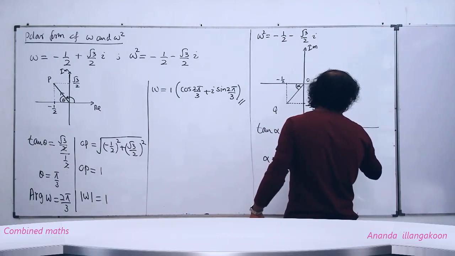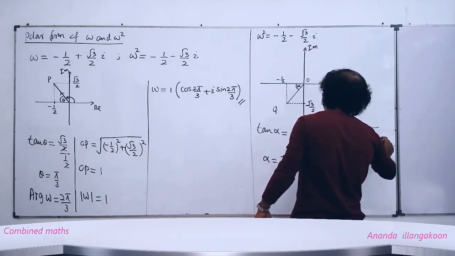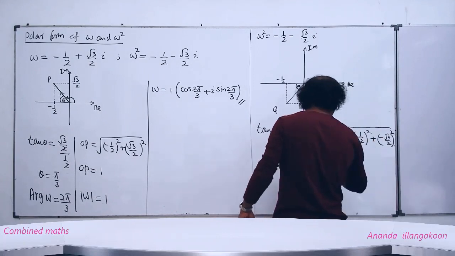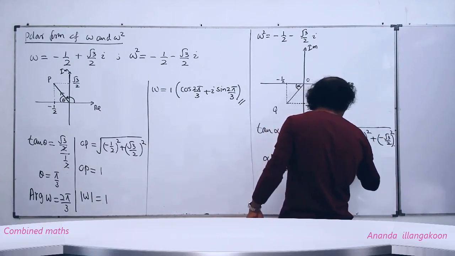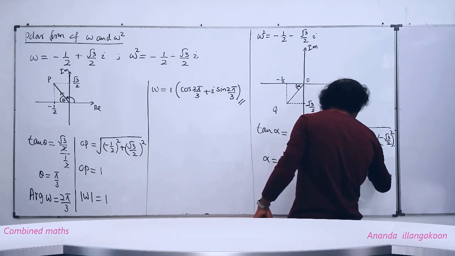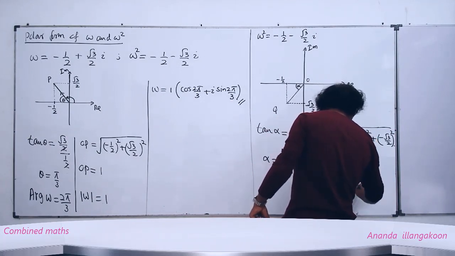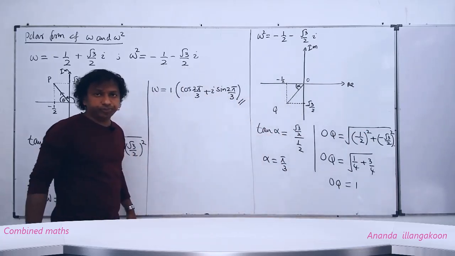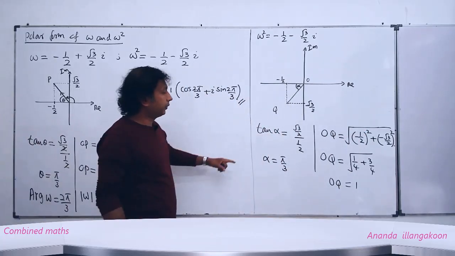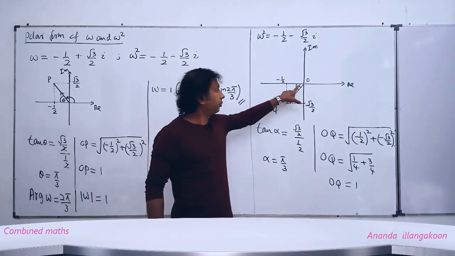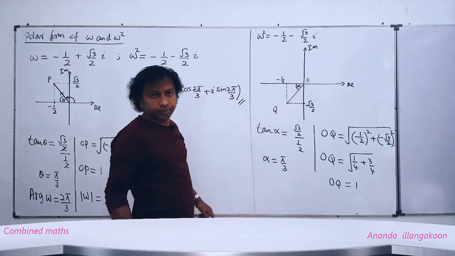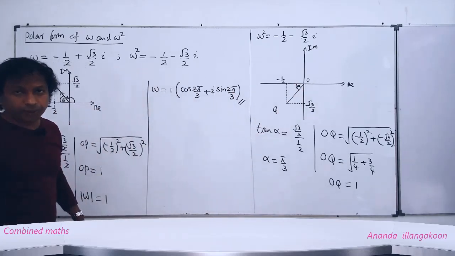And this OQ length is the square root of minus half squared plus minus root 3 by 2 squared. This is 1. Then you can write the polar form. What is the polar form, people? Is it 60? Then we can take the positive sense. Though the principal part is exceeded, never mind.